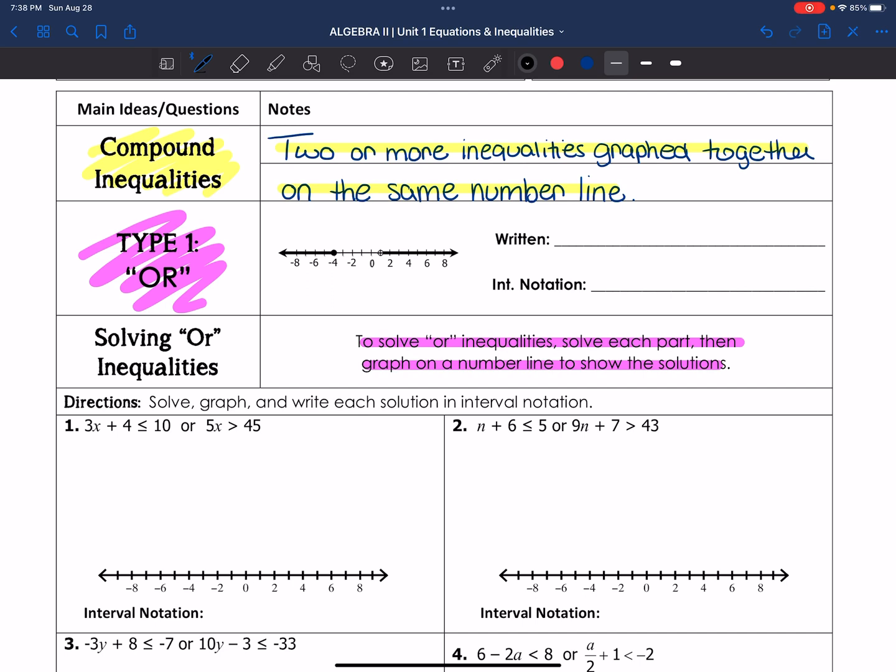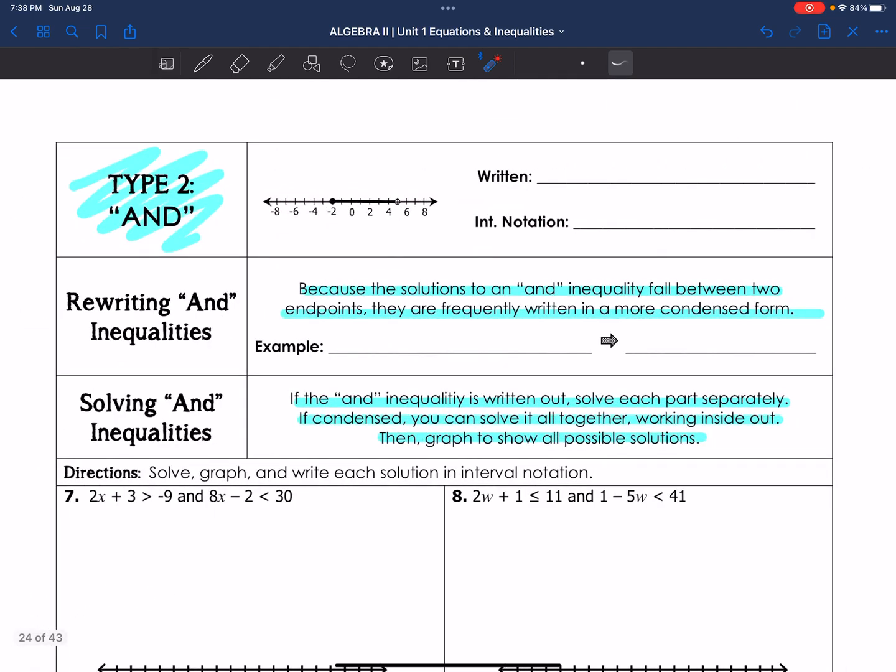In today's video, we are going to be looking at compound inequalities. Now, what are these compound inequalities? Well, they are two or more inequalities that are graphed together on the same number line. And so we're going to see two different types of compound inequalities. Type 1 are the OR, and type 2 are the AND.